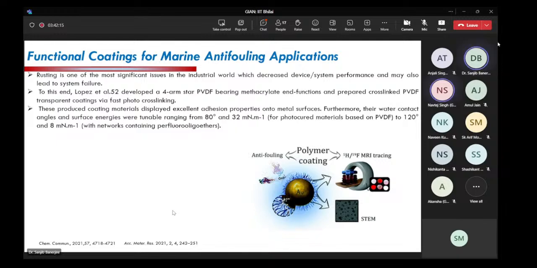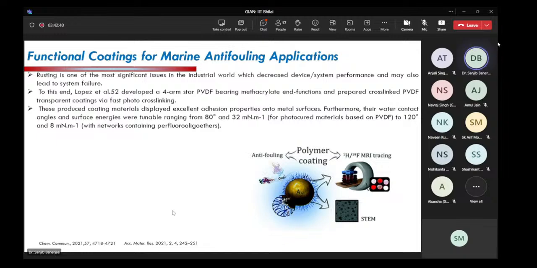Then what is the difference between photosensitive and photocured? Okay. Technically there is no difference. If you allow a photosensitive material to be in the presence of the same or a similar kind of molecule, then it will be photocured basically.